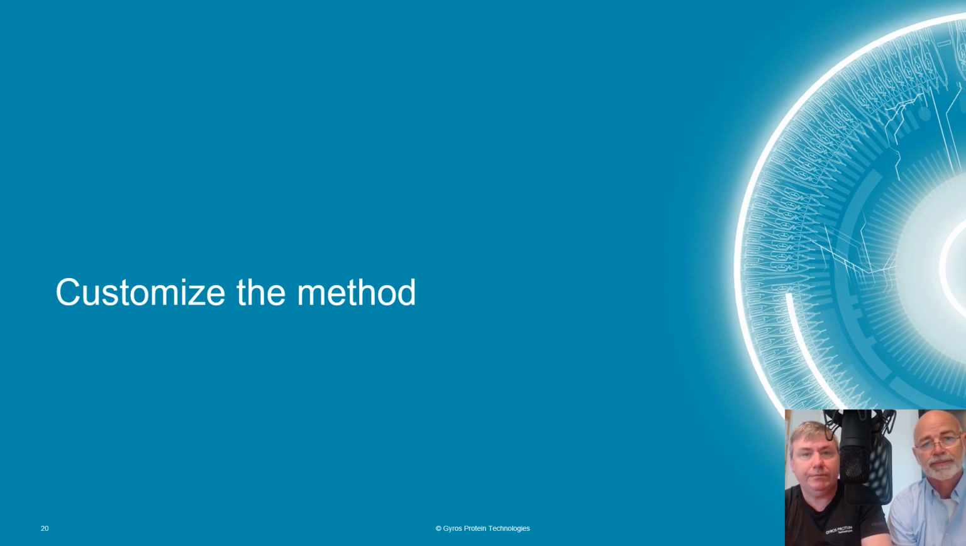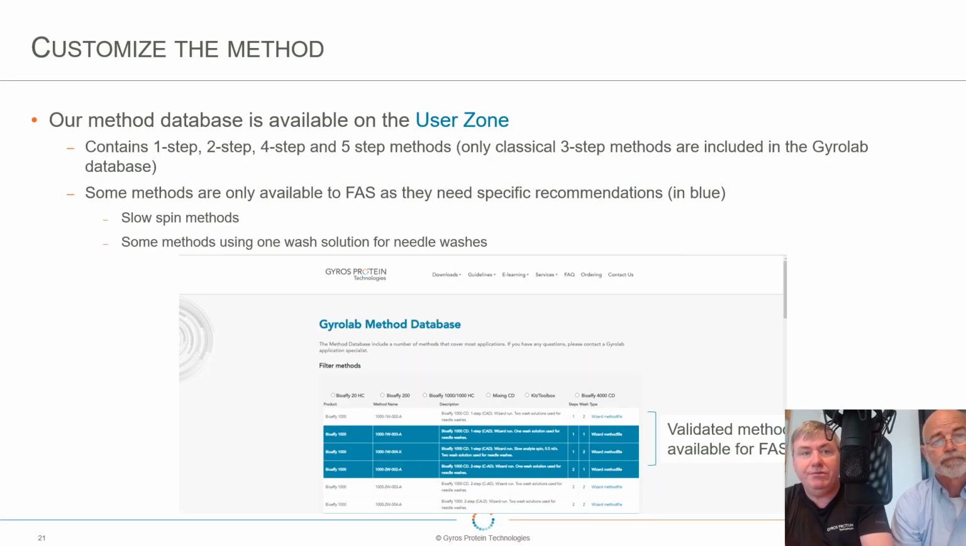Exactly. Further to what we're saying, the user zone contains the methods that you may want, anywhere from 1 step all the way up to 5 step, with all the classical configurations. Also, some methods are available only to the FAS, and these can be seen in blue here. So the FAS can provide you additional methods, things like slow spins, also things like additional wash solutions. There are a lot of flexible methods that can be provided to you.